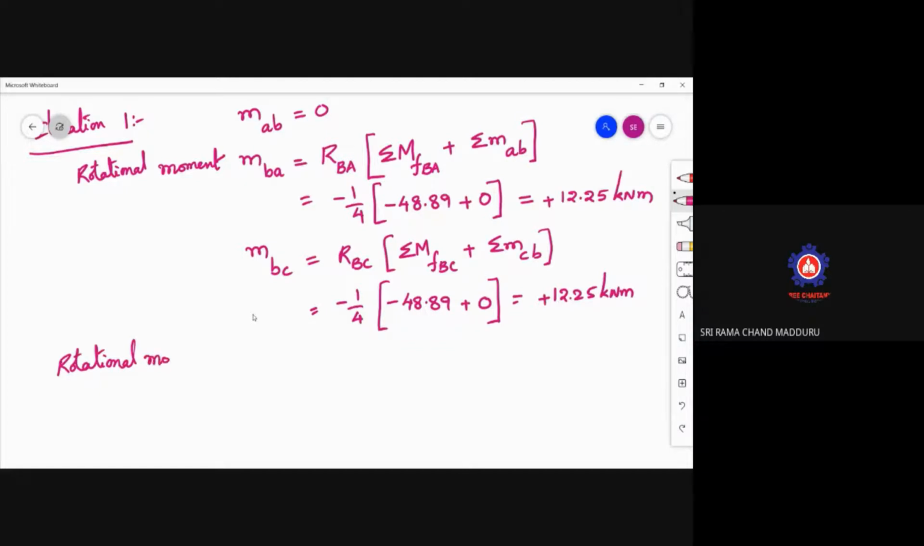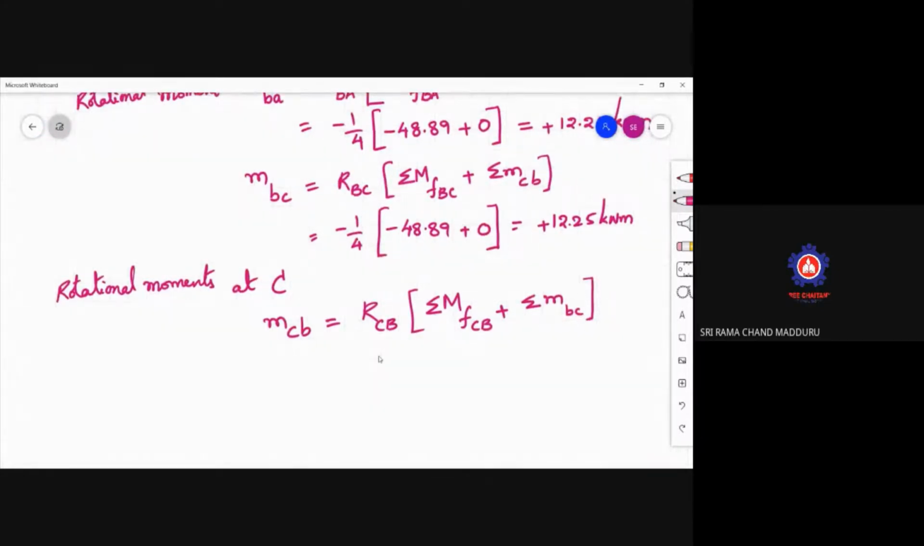Rotational moment at C. MCB is equal to RCB into sigma MFCB plus sigma MBC.